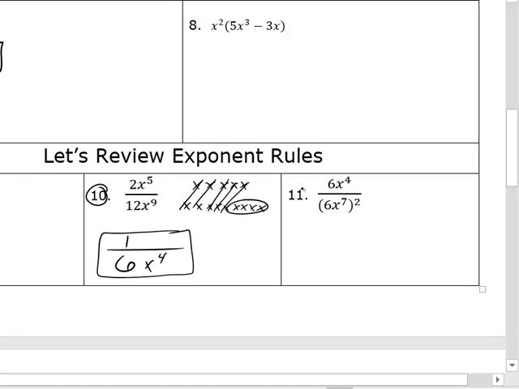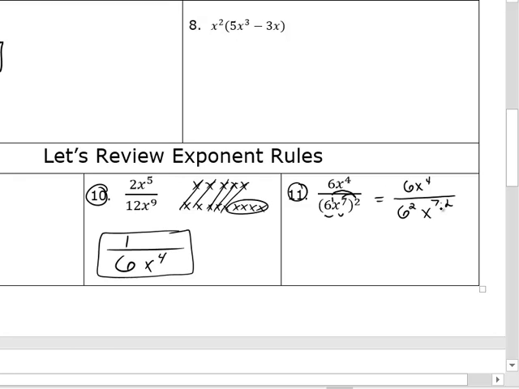Number 11, a little bit different. We are first going to distribute. We have 2 parts on the bottom, and there's an exponent that needs to be distributed. So distribute the 2 to the 6 and the x. So that will become 6x to the 4th power divided by 6 squared times x to the 7 times 2, 7 times 2, yeah.